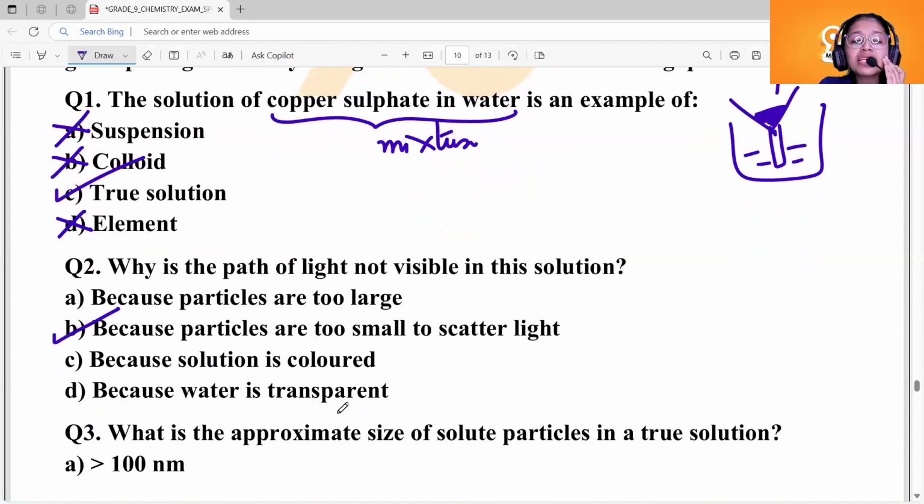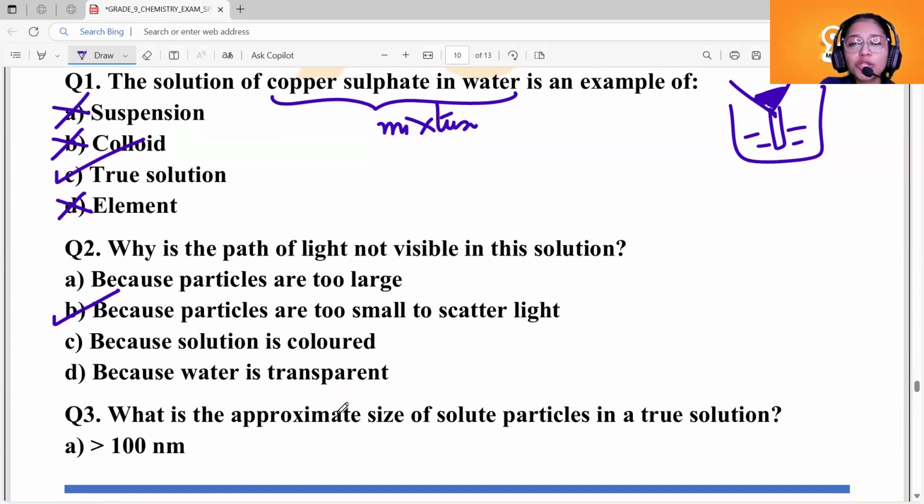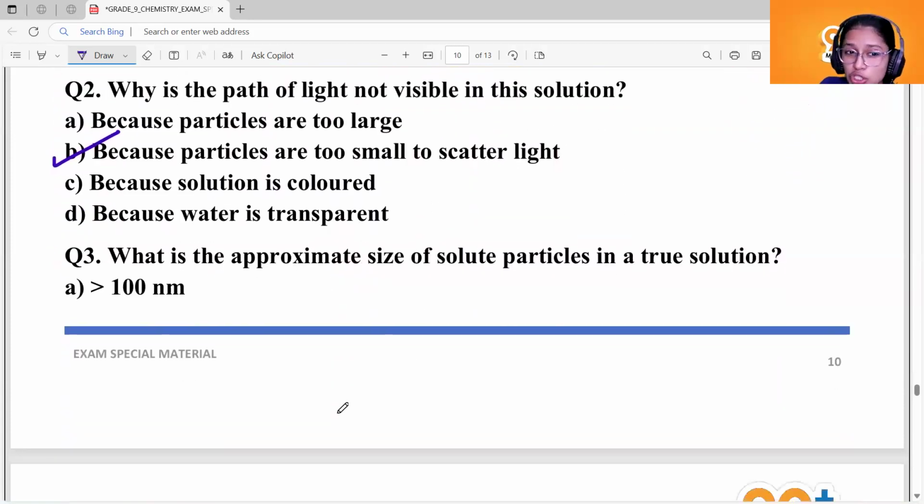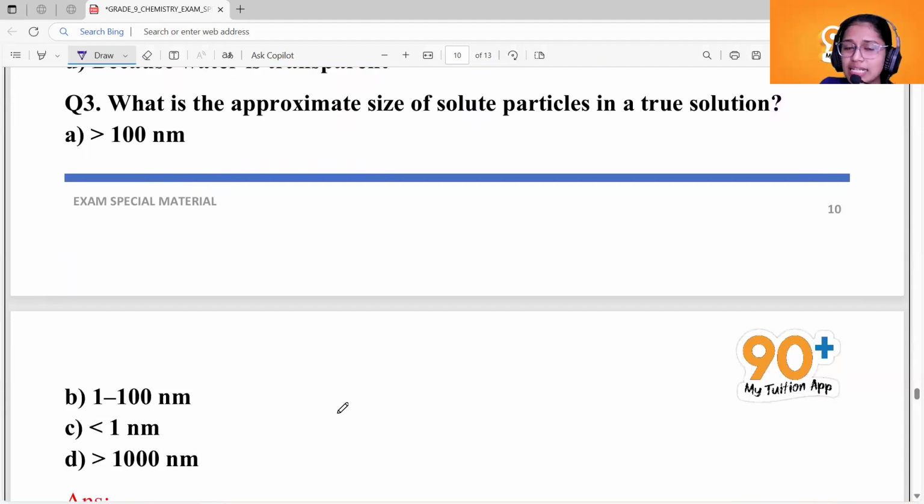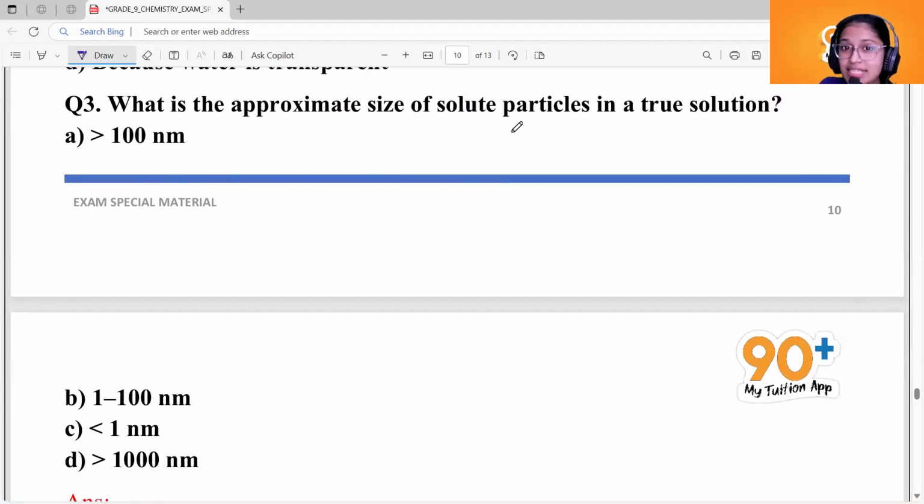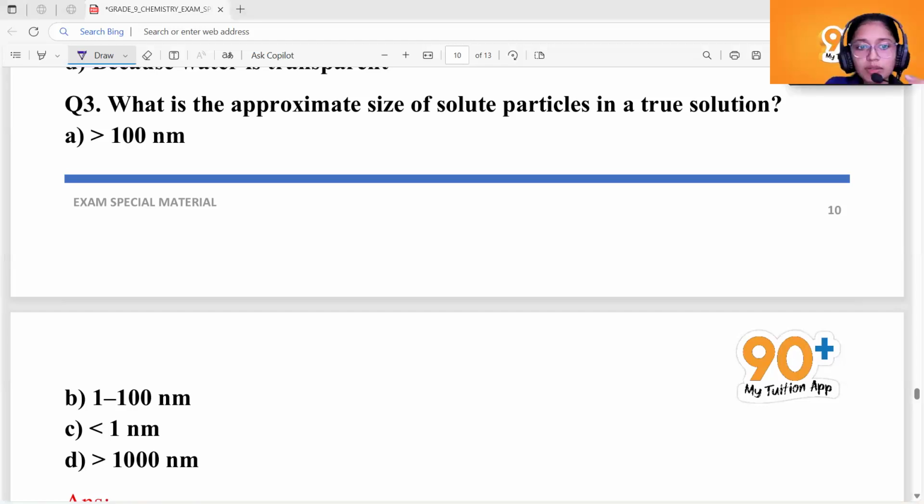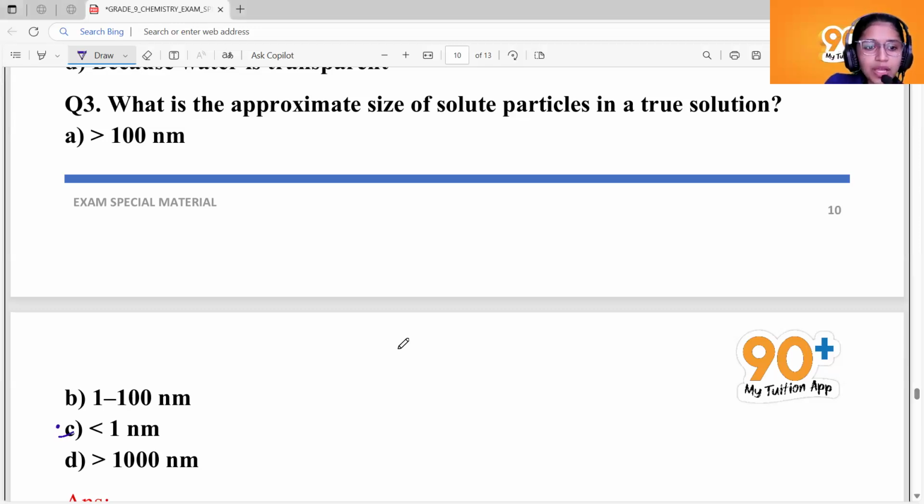Okay. What is the approximate size of solute particles in a true solution? What is the answer to that? The particles of a true solution are less than 1 nanometer in diameter. We have studied that, right? If you don't remember, look at the properties of solutions that you've written in your notebook. So here the option is option C.